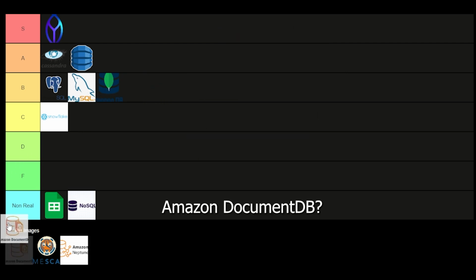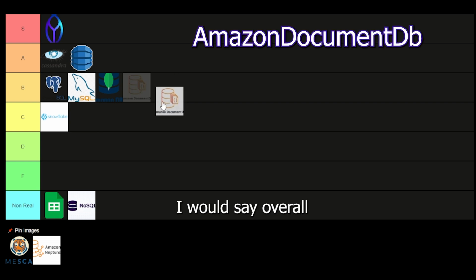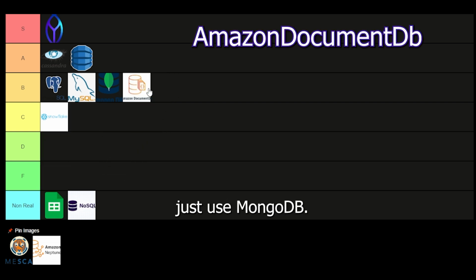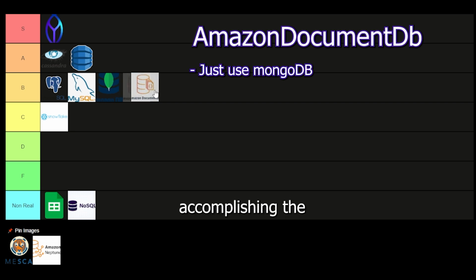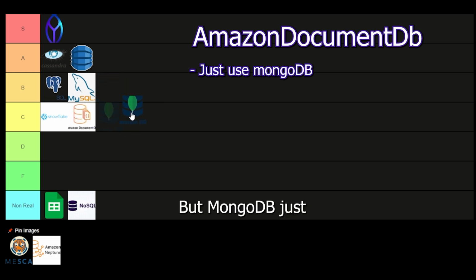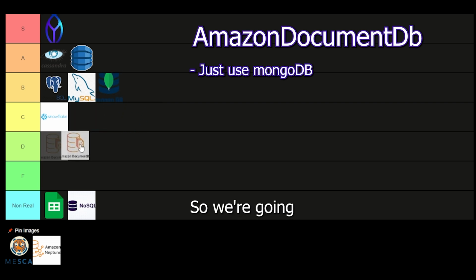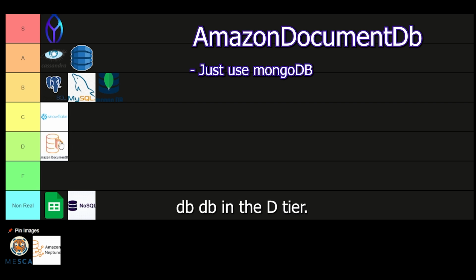Now what about Amazon DocumentDB? I would say overall just use MongoDB. These two databases are essentially accomplishing the same thing, but MongoDB just does it better. So we're going to throw Amazon DocumentDB in the D tier, and I'm going to advise you guys just use MongoDB.